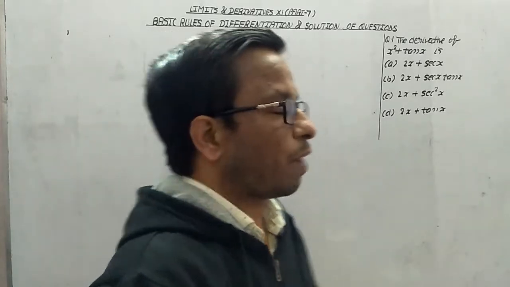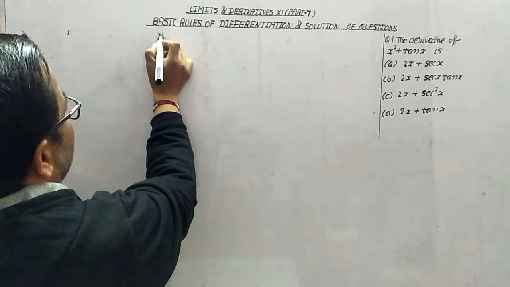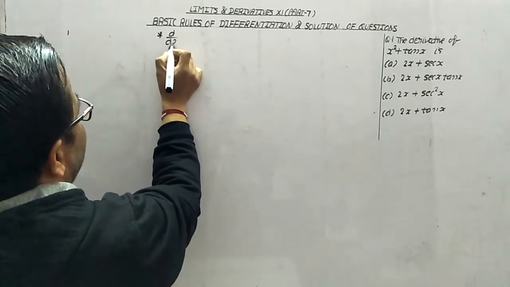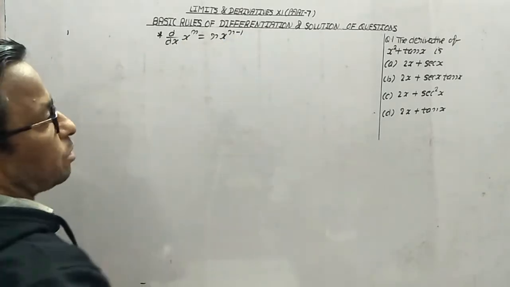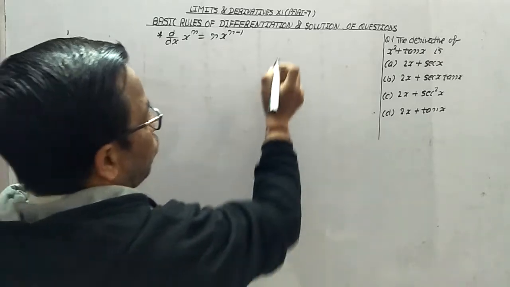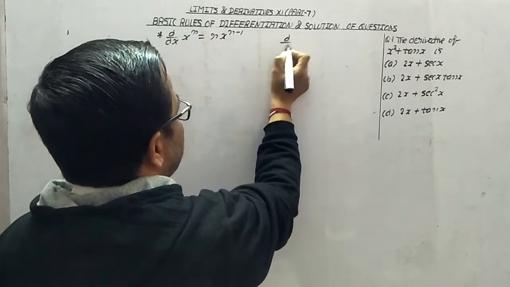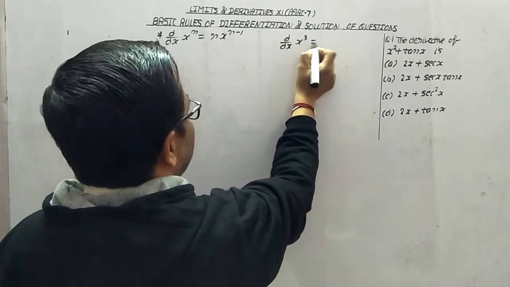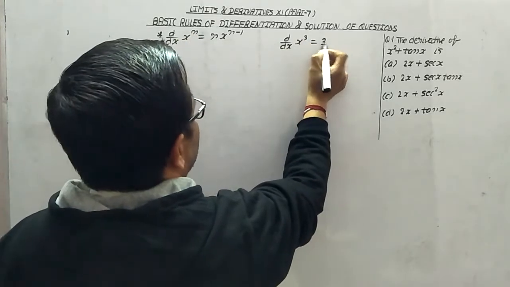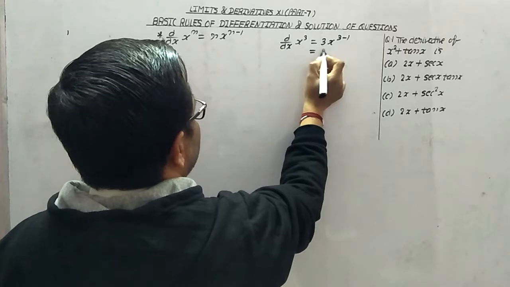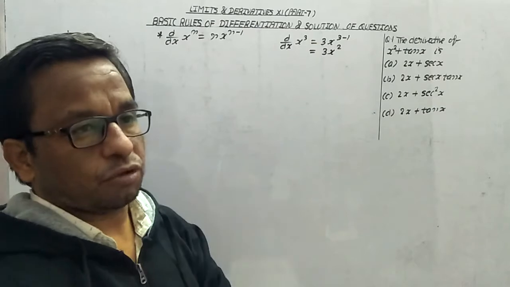So what are the rules to find the derivative of a function? The basic rule is d by dx of x raised to power n is always equal to n into x raised to power n minus 1. How will we use this rule? If anybody says find the derivative of x cube, it means d by dx of x cube. We apply this rule here, and this becomes 3 into x raised to power 3 minus 1, which is 3 into x square. So this is the derivative of x cube.